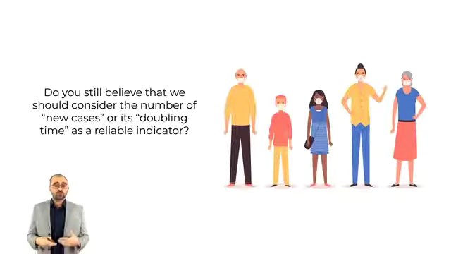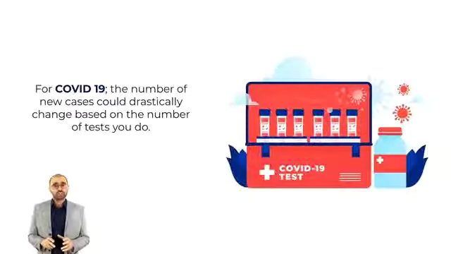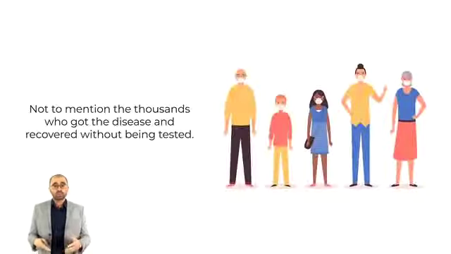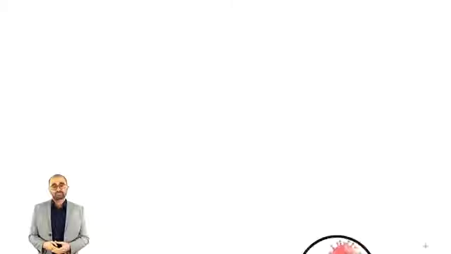Do you still believe that we should consider the number of new cases or its doubling time as a reliable indicator? For COVID-19, the number of new cases could drastically change based on the number of tests that you do every day. If you conduct 1,000 tests and you get 300 cases positive, what will happen if you conduct 2,000 tests? Not to mention the thousands who got the disease and recovered without even being tested.